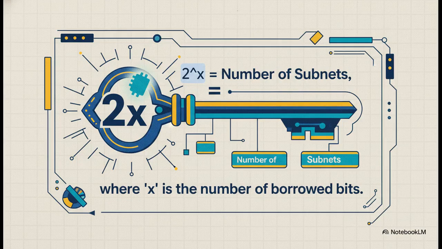But how do we know how many bits to borrow? That's where this simple but incredibly powerful formula comes in. 2 to the power of x equals the number of subnets you need. And that x, that's just the number of bits you need to borrow. This little formula is the key to everything.